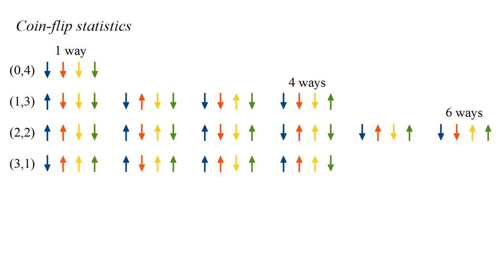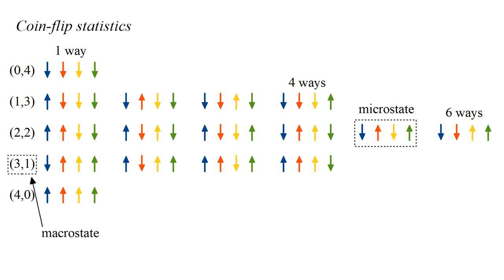The three heads and one tails case is the mirror image of the 1-3 case. And the 4-0 case is the mirror image of the 0-4 case. Let's call the specific sequence of heads and tails the microstate of the system, and the total number of heads and tails the macrostate of the system. There are 16 possible microstates, and we want to calculate the probabilities of the 5 possible macrostates.